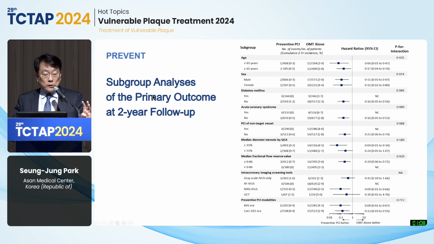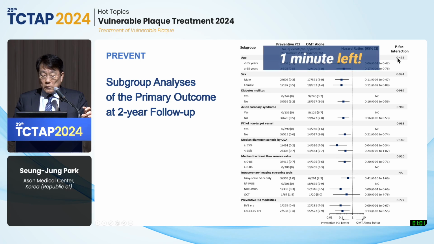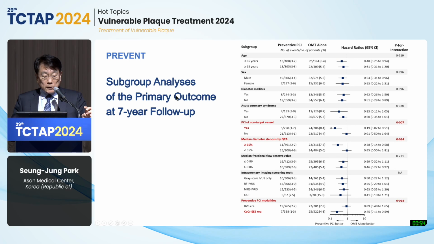If you look at the subgroup analysis of primary outcomes at 2 years, there is no significant interaction in the subgroup analysis here. However, look at this: primary outcome at 7 years follow-up. Interestingly, PCI of a non-target vessel in those cases is better. For preventive PCI, diameter stenosis a little bit more significant, more than 55%, and in terms of preventive PCI modality, drug-eluting stent is clearly better than the bioresorbable scaffold.